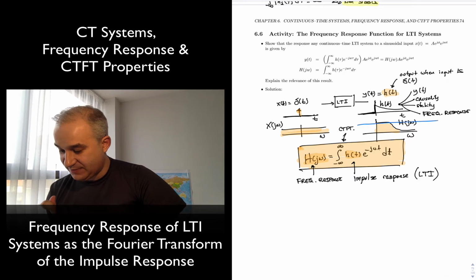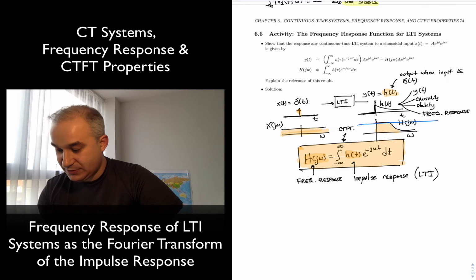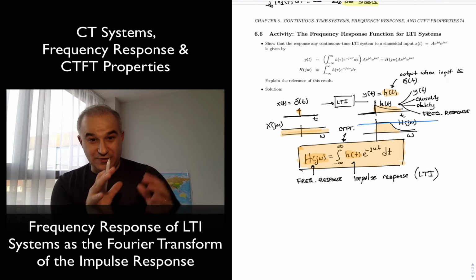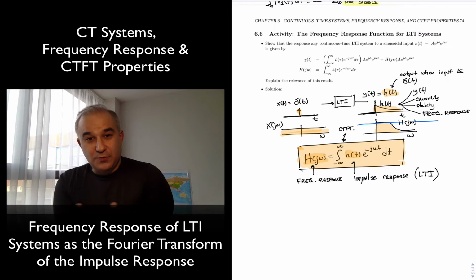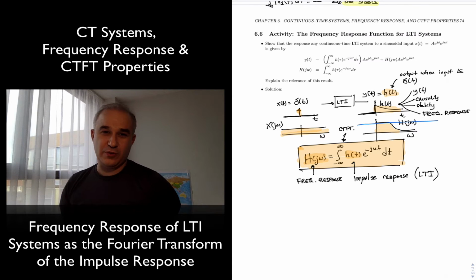Why can you use it? Because there is a signal, the impulse response, that completely characterizes the system. So that signal, you put it in the continuous time Fourier transform, which is our mathematical spectrum analyzer, and you're able to analyze the system.